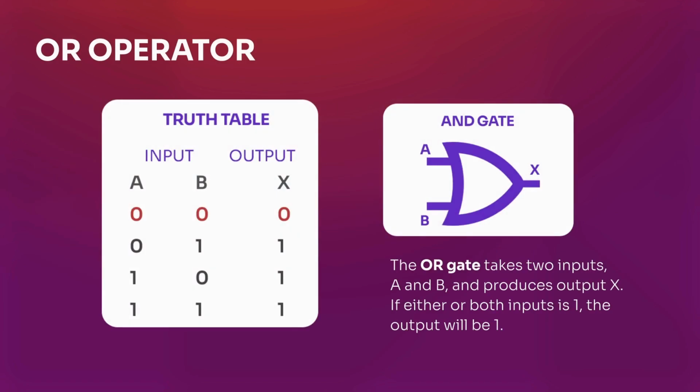OR operator. The OR gate takes two inputs, A and B, and produces output X. The output is 1 if one or both of the inputs are 1. If both inputs are 0, then the output is 0. In other words, for the output to be 1, at least one input must be 1.